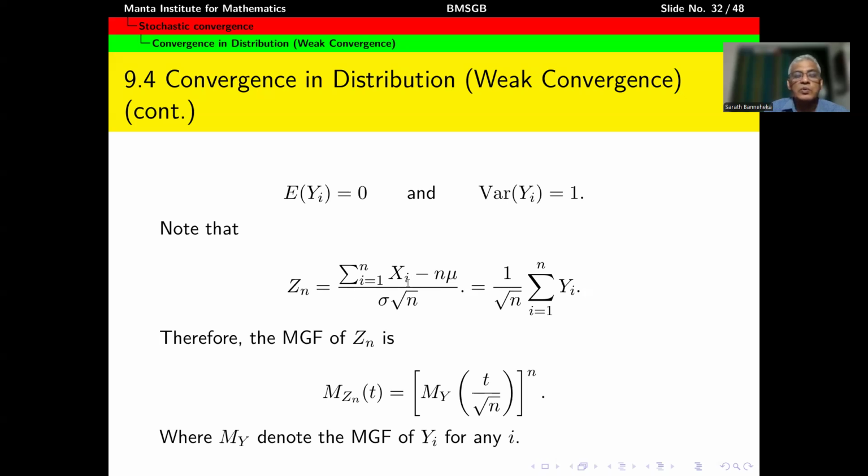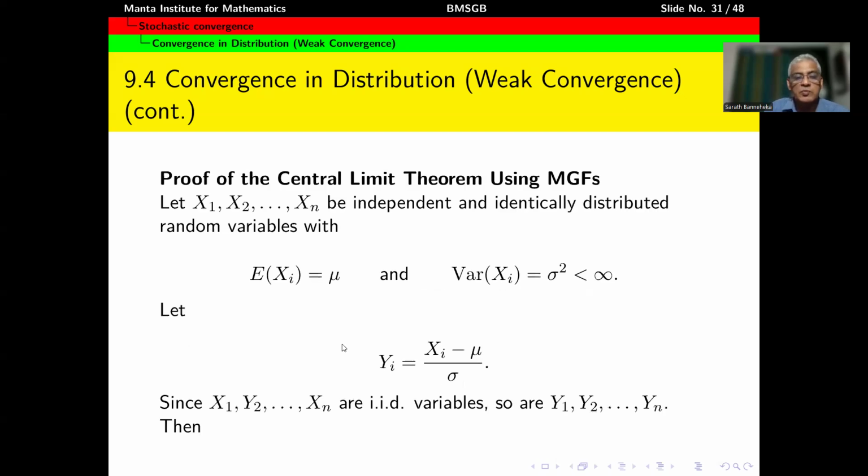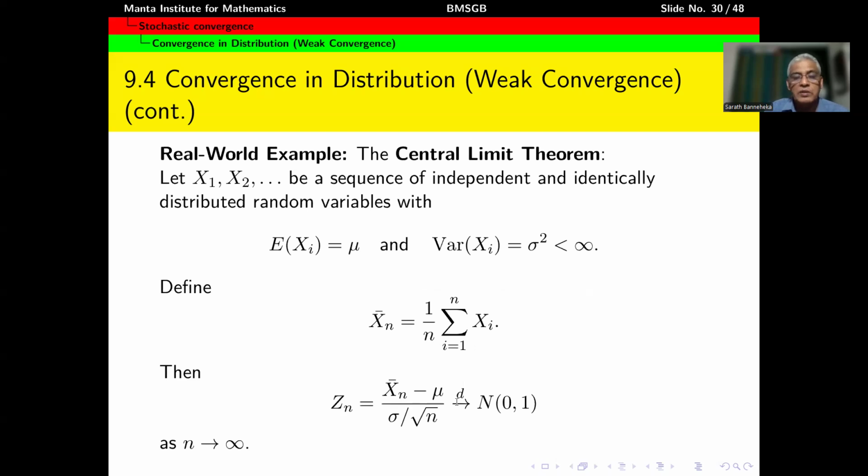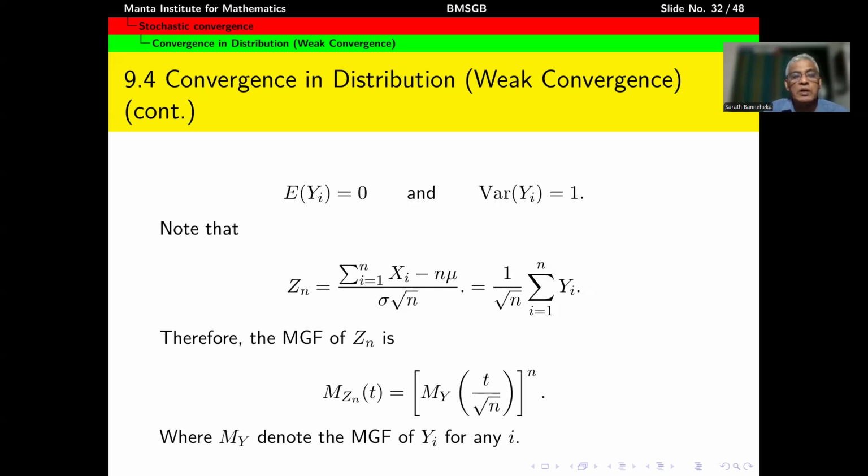Zn is equal to, if you multiply this previous Zn expression by root n, numerator and denominator, you will get this expression. And you can easily see that it is equal to this expression in terms of Y. So Zn can be written in terms of Y1, Y2, Y3 up to Yn, where each Yi is independent of each other, and each Yi has mean 0 and variance 1.